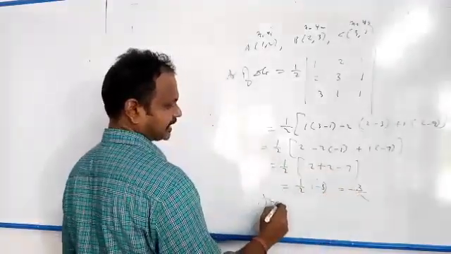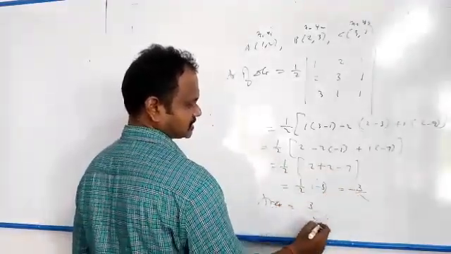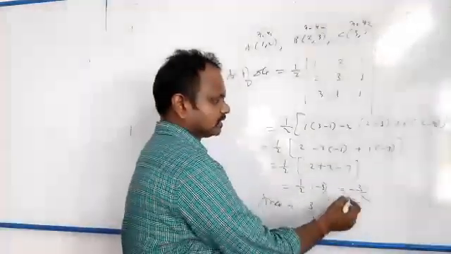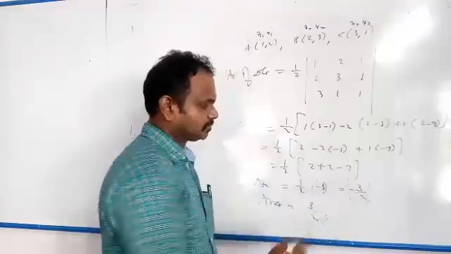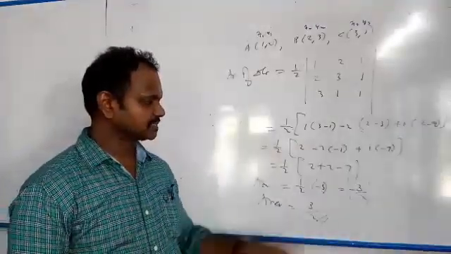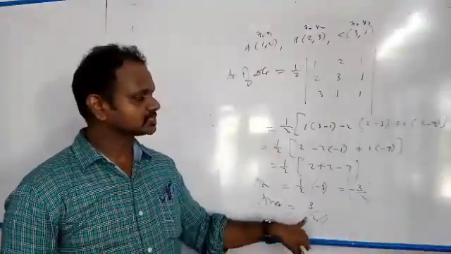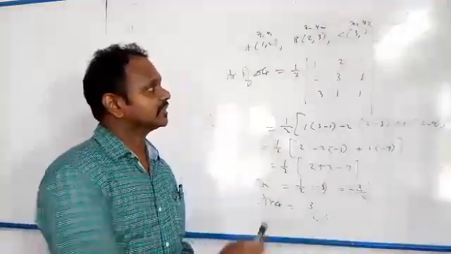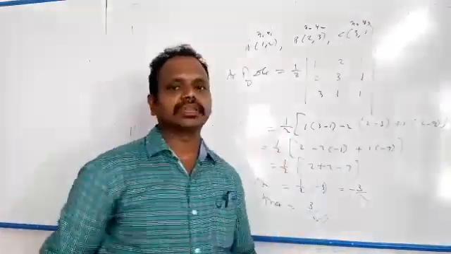Since area is taken as a positive magnitude, we will take the absolute value of this one. Area is equal to modulus of minus 3 by 2, that is equal to plus 3 by 2. So we can see that we can find the area of any triangle by using the properties of determinant.